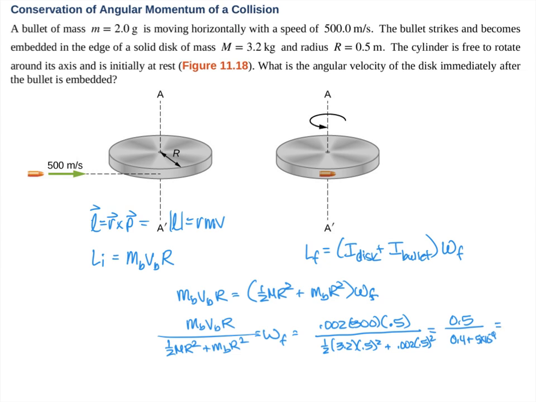And we finally get our angular velocity is 1.25 radians per second. All right, so that is that.